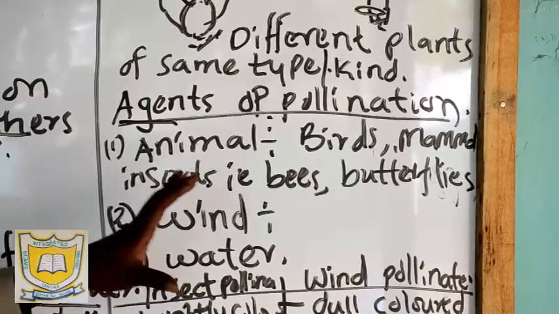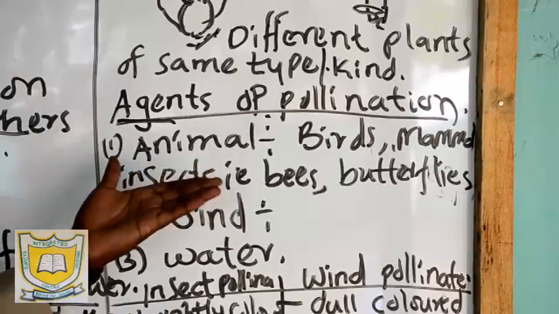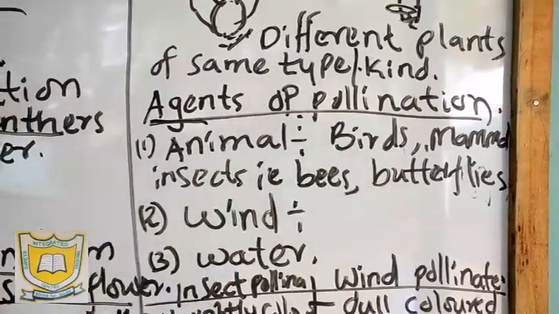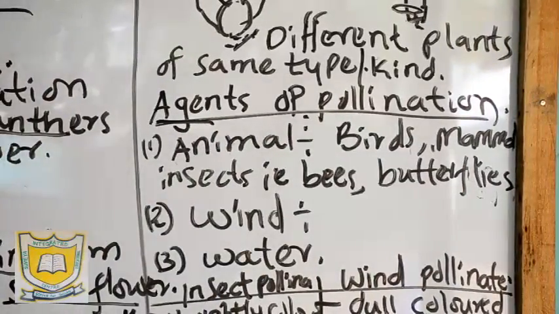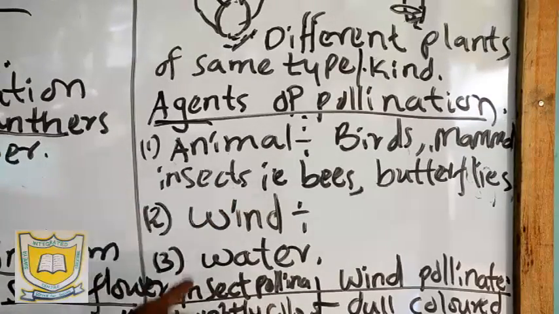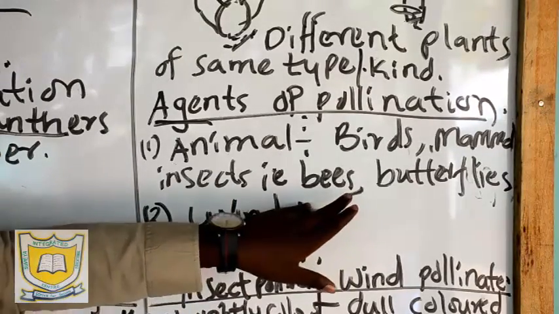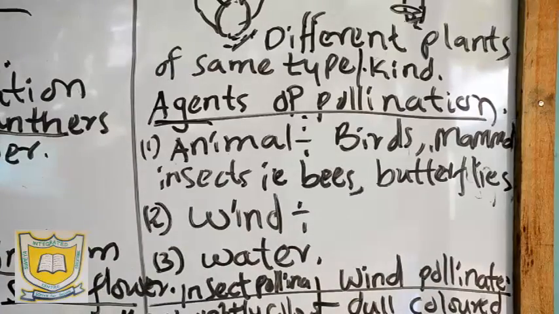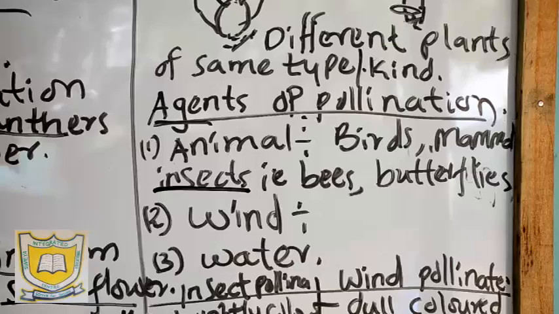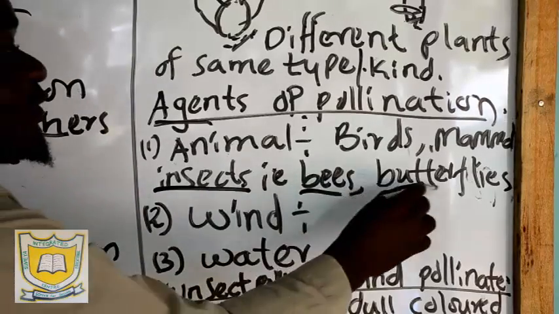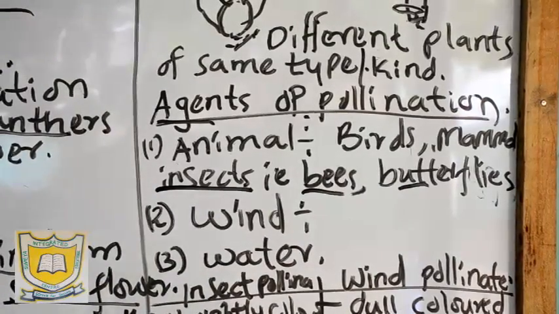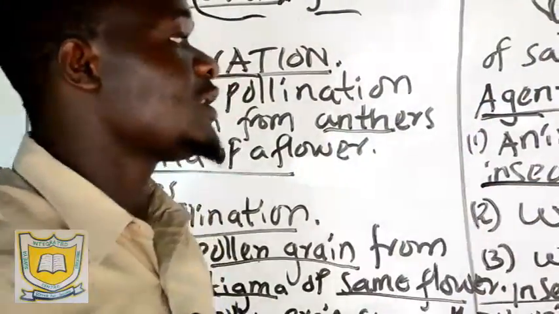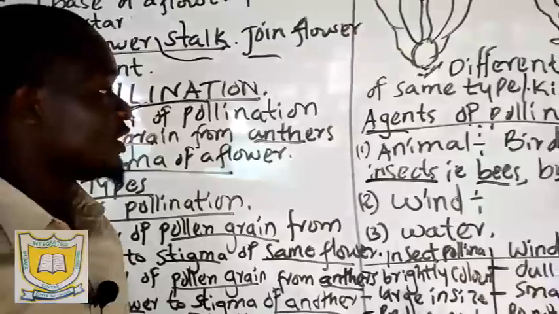So you have those flowers that carry out pollination by animals. Animals can be birds, they can be mammals, or insects, and under insects we can have bees and butterflies. In most cases, pollination is carried out mostly by insects. For example, bees and butterflies, when they move from this plant, they suck the pollen grain, then they move to another plant and deposit that pollen grain, and then pollination occurs.